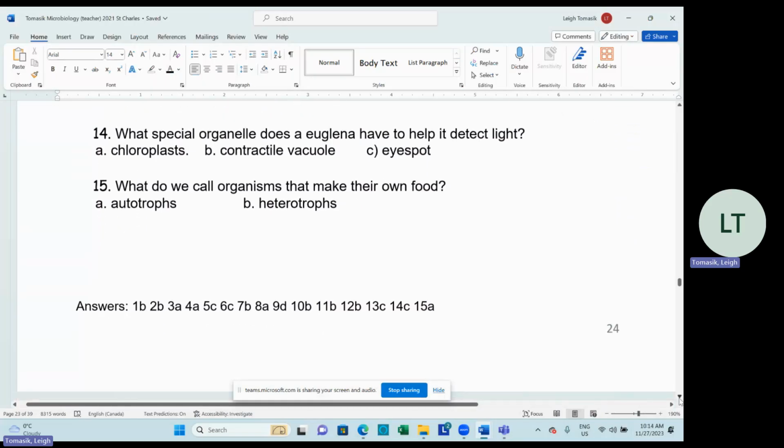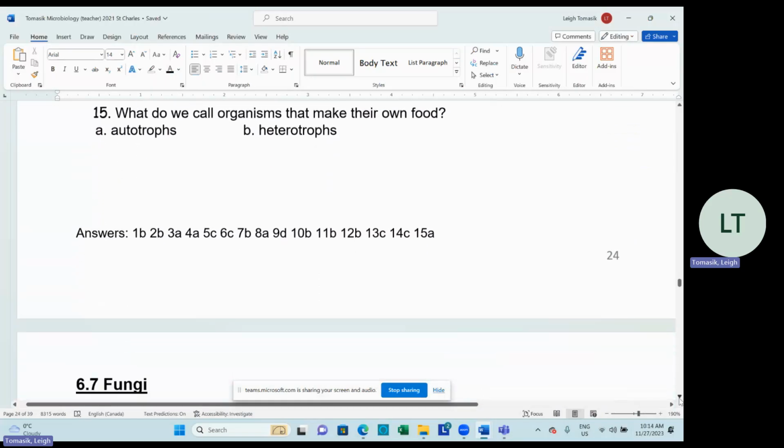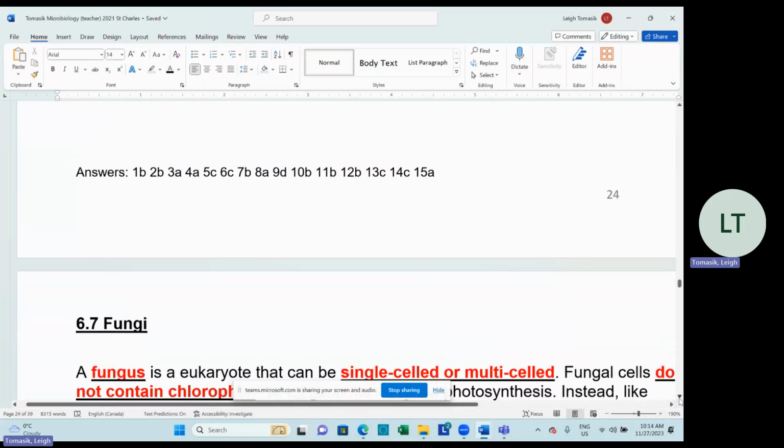So nothing to hand in, just doing the homework and familiarizing yourself with protists because you do have a test and you do have an exam. And usually I have a question at least on how the protists move. So that would be something very important to put on your study sheet.